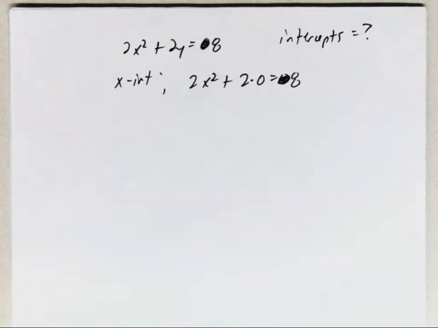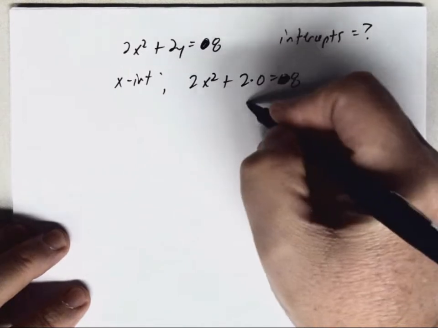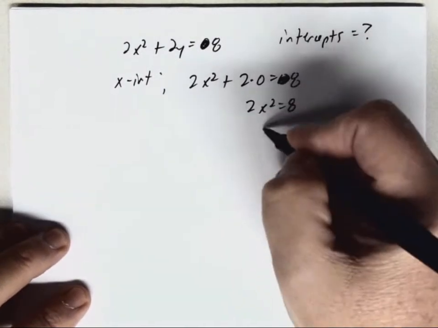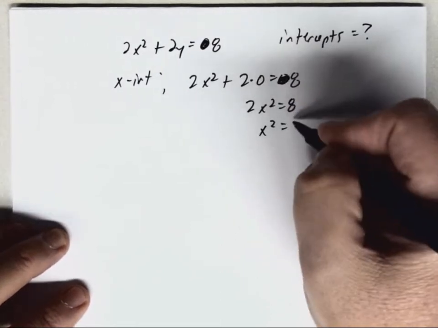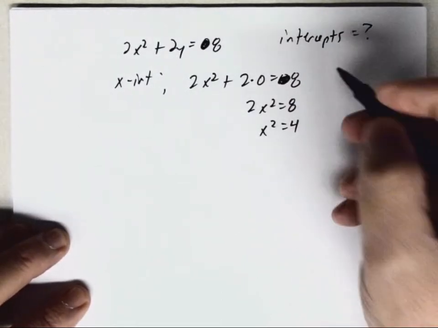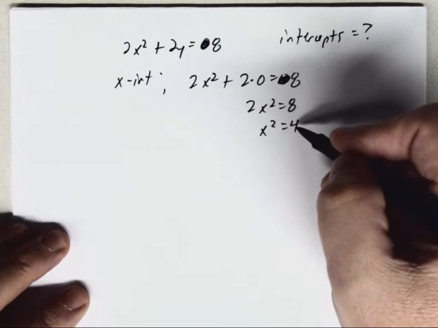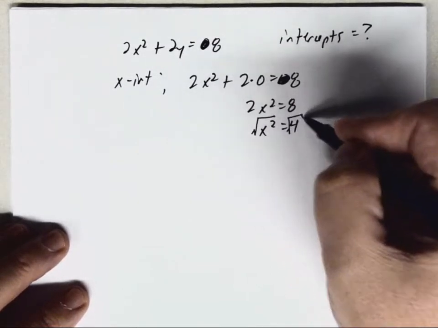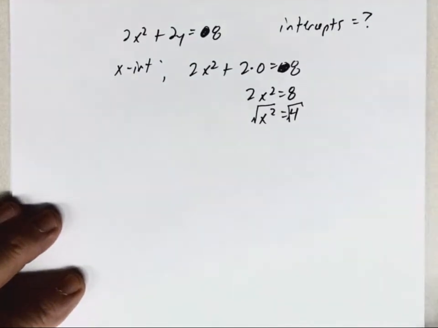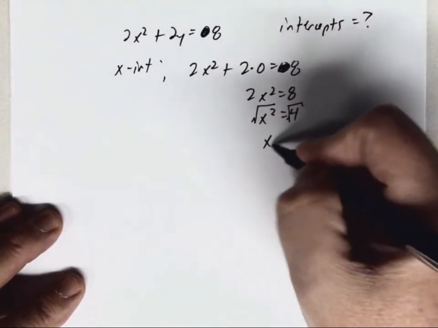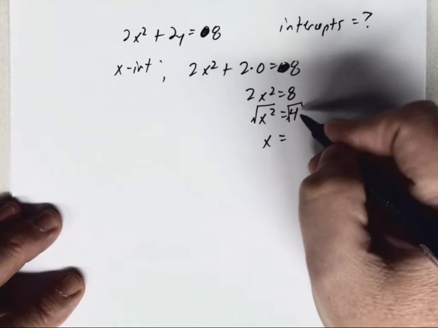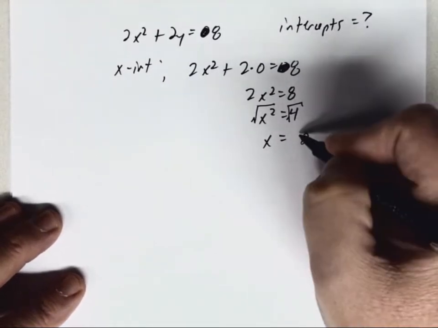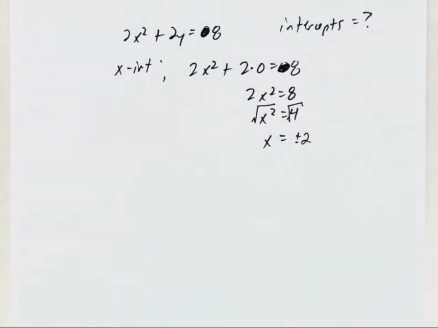Now, to find the x-intercept, set y equal to 0. 2x squared equals 8. Divide both sides by 2. X squared is 4. Now we want to solve for x. How do we do this? Don't forget two things. How do we solve for it? Take the square root of both sides. But even more importantly, when you take the square root of a number, it's not 2. It's plus or minus 2.